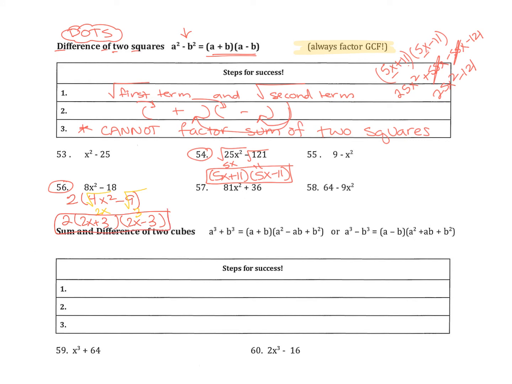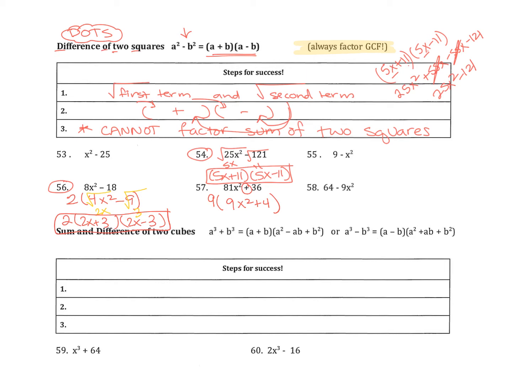So number 57 is a problem. When you look at it, it looks like it might be something, because it is the sum of two squares. It actually isn't. I can factor out a GCF here. They both have a GCF of 9. So I get 9x squared plus 4. But I can't go any further. I cannot take the square root of 9x squared and the square root of 4 and combine it in any way to factor it. It doesn't work.